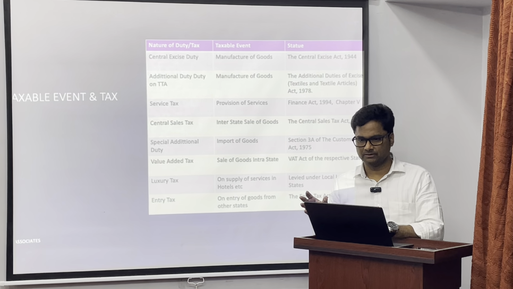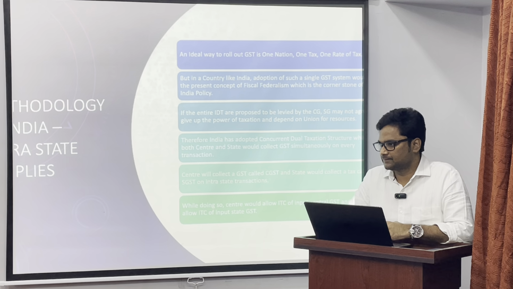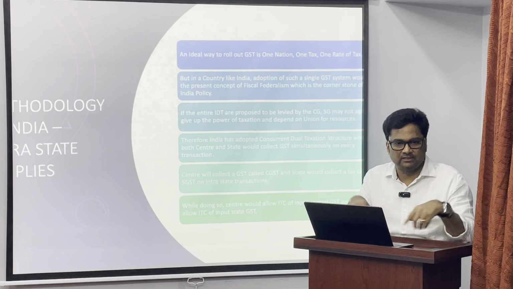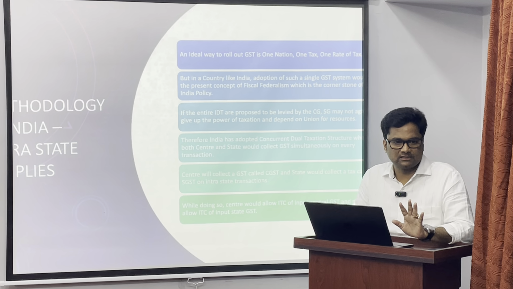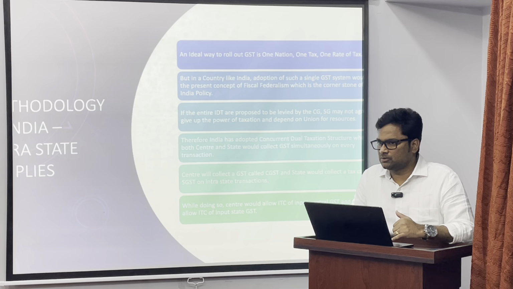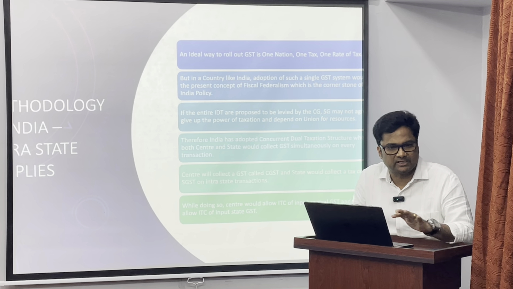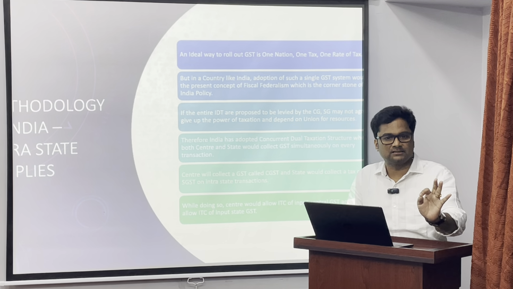Now let us first discuss the intrastate supply. It's like an intrastate sale. What is an intrastate supply? What is an interstate supply? What is import? What is export? We'll go along. It will be dealt with by the IGST Act. For the time being, intrastate supply means a supply taking place within the state. For a layman's understanding, the seller is in Andhra Pradesh, the buyer is also in Andhra Pradesh, and the goods are also moving within the state of Andhra Pradesh. This is called intrastate supply.